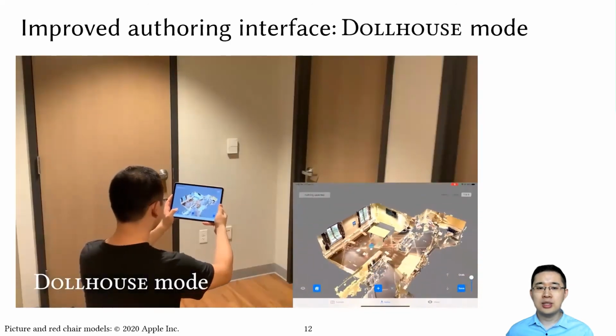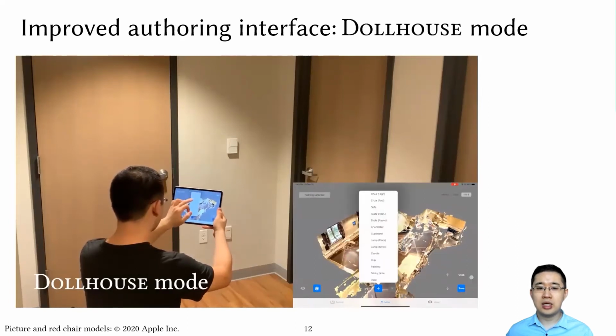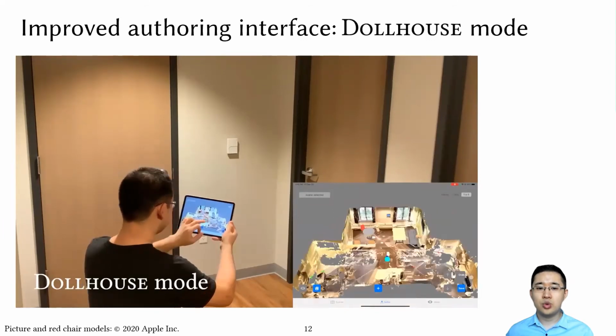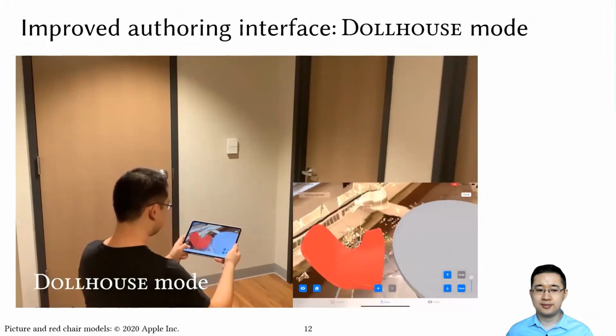In the dollhouse mode, designers can transition to a bird's eye view from the first-person view. They can keep adding objects in the dollhouse mode with a better understanding of the entire space. They can move the avatar to a corner in the room and transition to that location to examine the added virtual objects.